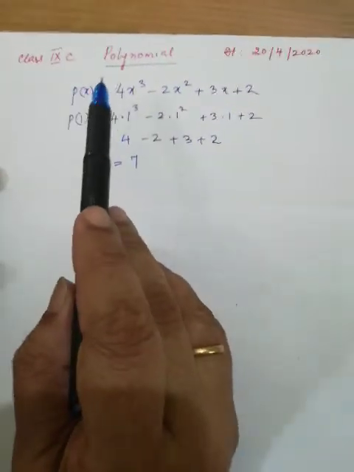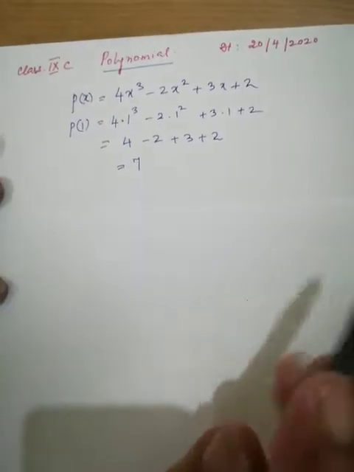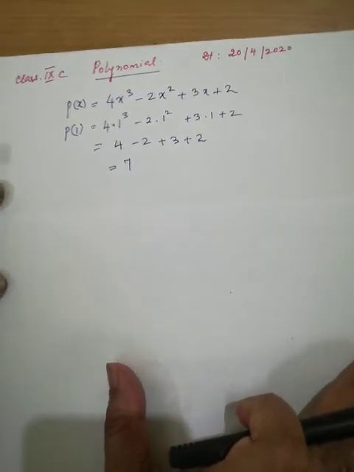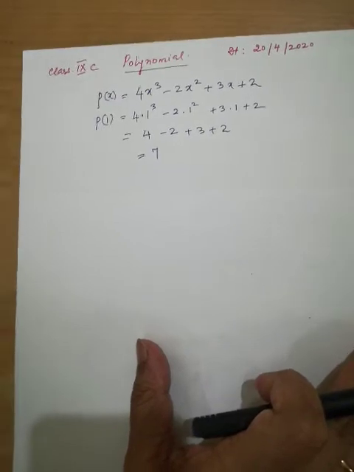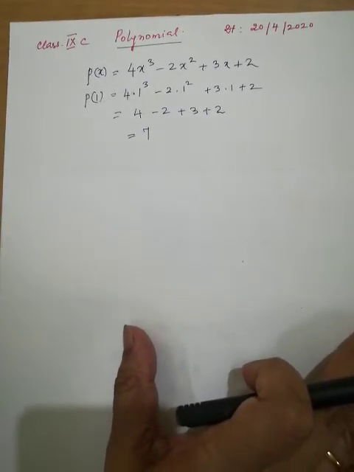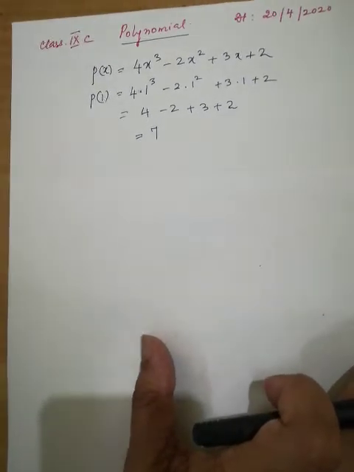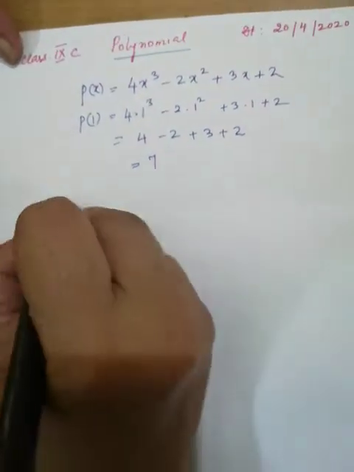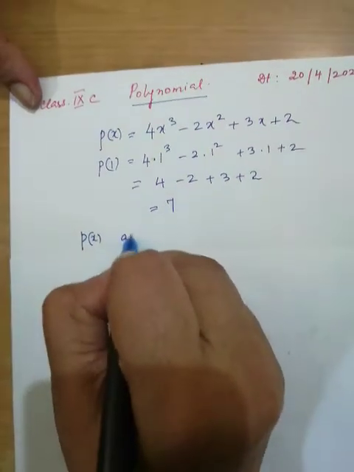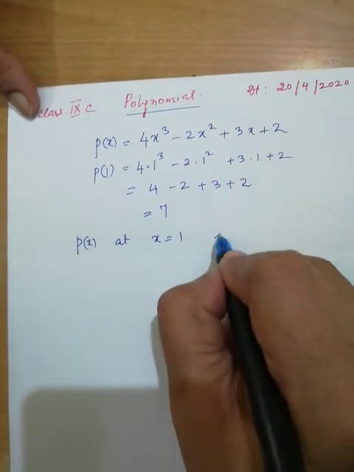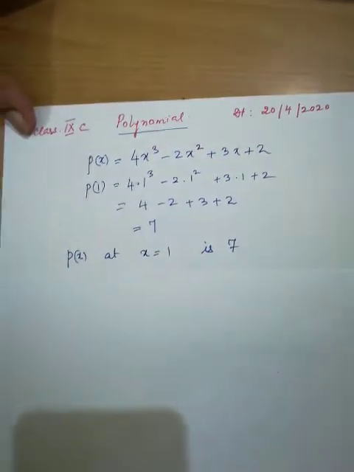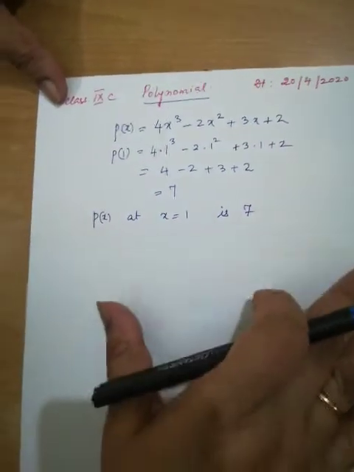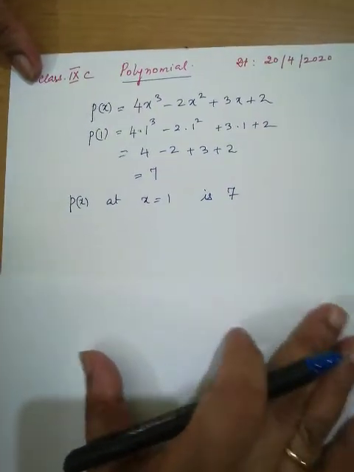So what you see, when I replace x by 1, I get the value of p(x) as 7. So in such cases we say that p(x) at x equal to 1 is 7. Okay, similarly we can take another example.